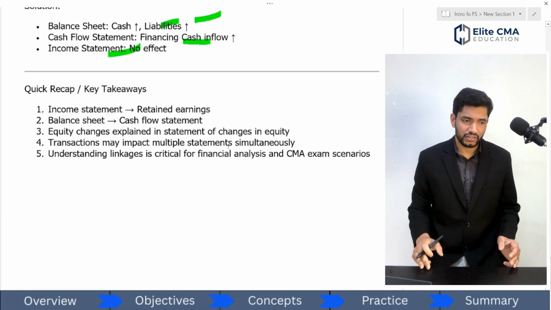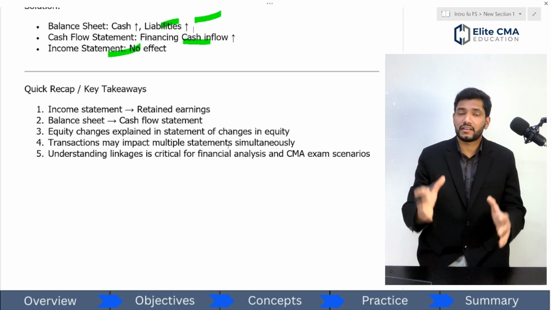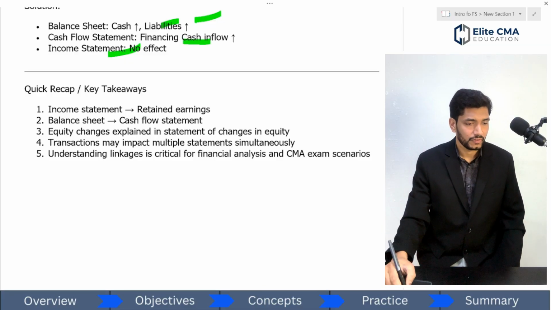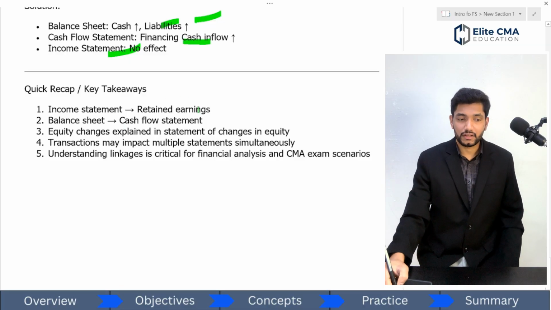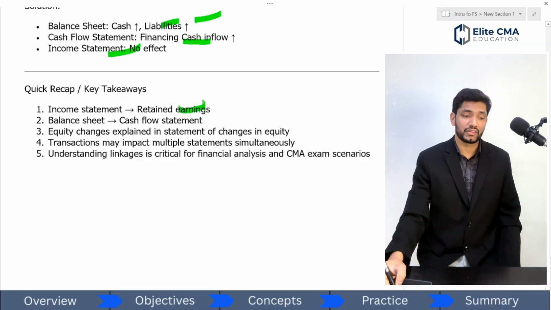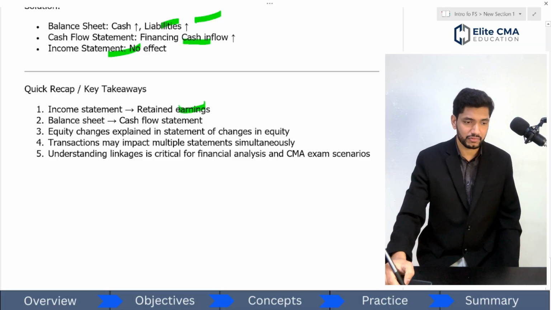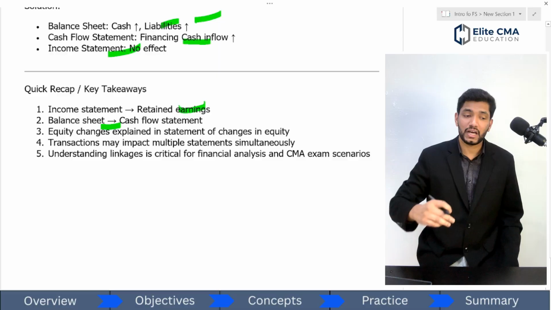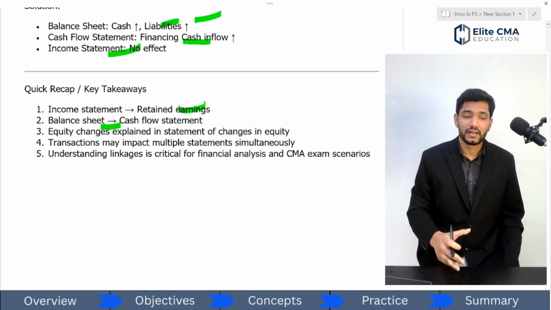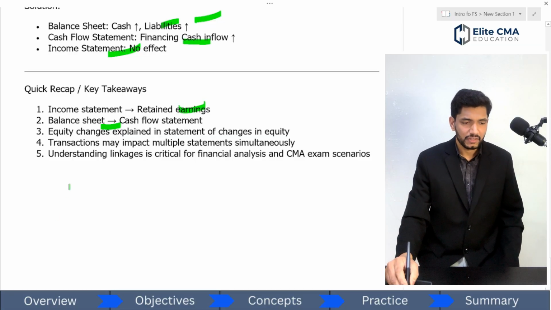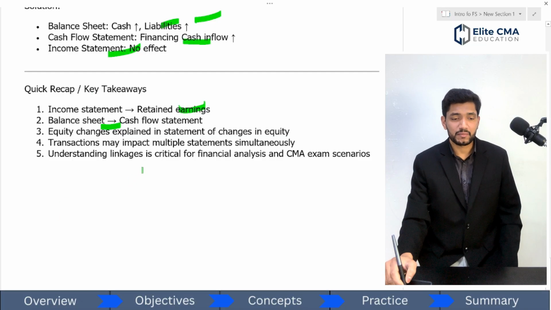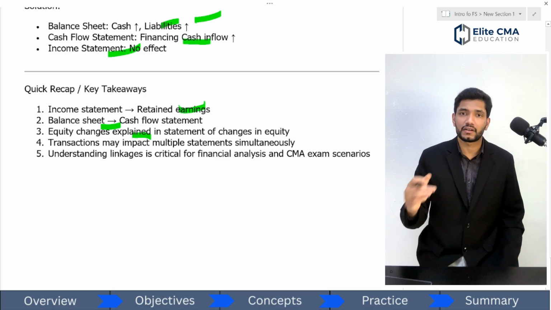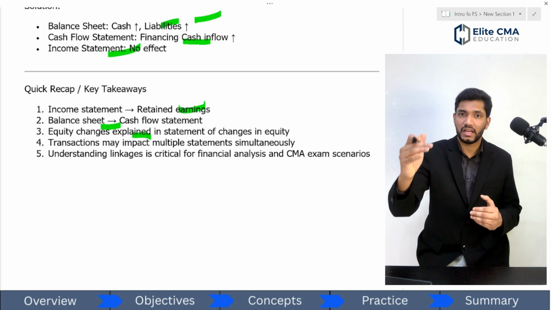So let's summarize today's discussion. What we discussed today is the linkages, or how each statement is connected with the other financial statements. The income statement is connected with the retained earnings in the balance sheet. The balance sheet is also connected with the cash flow statement. Then the statement of changes in equity explains how equity changes during a period, the reconciliation between the opening equity and the closing equity.